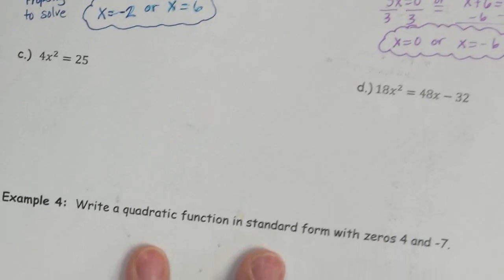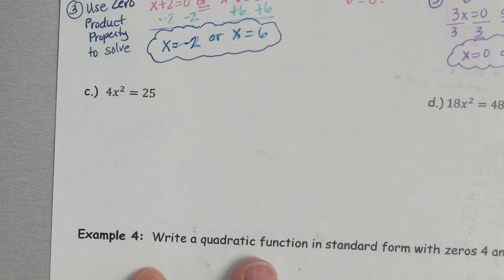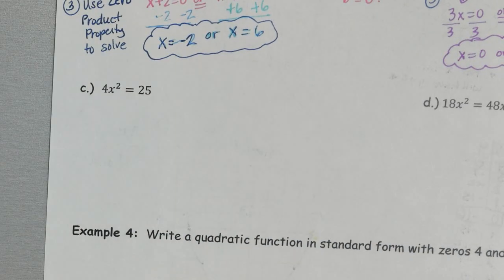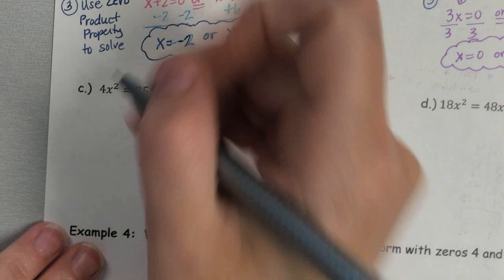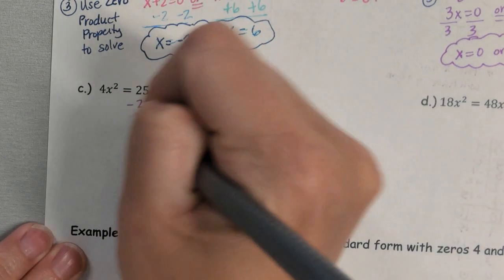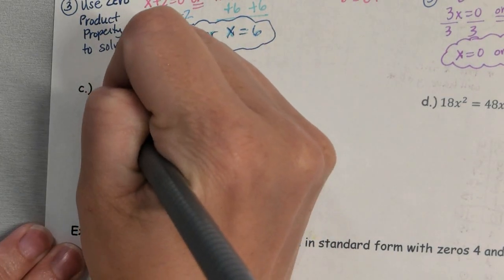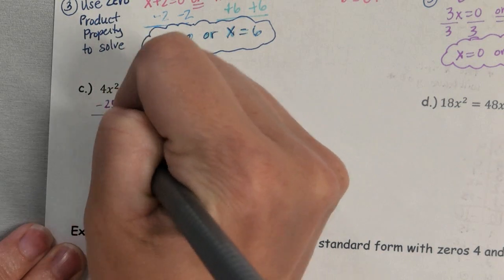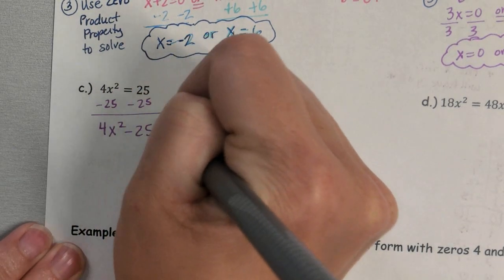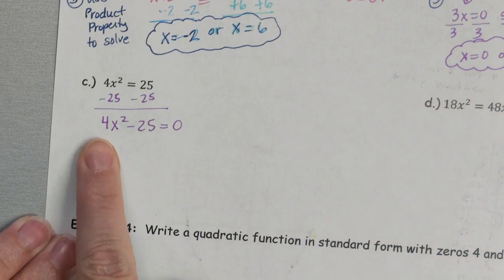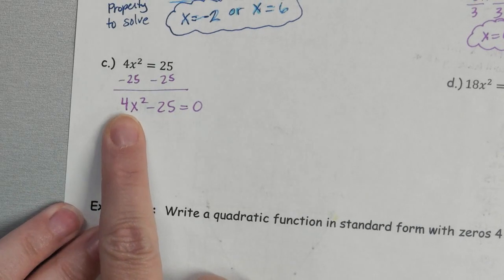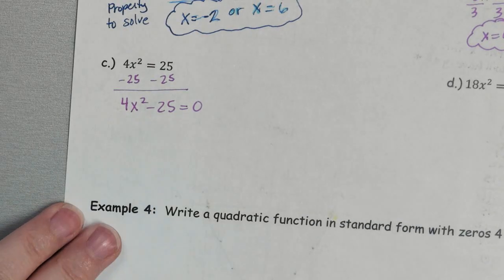Okay, now C and D start off a little bit differently. I don't have it equals f of x. So what I have to do is I have to move everything to one side of the equation. So the first thing I'm going to do is subtract 25 from both sides. It technically doesn't matter what side it is, but I will always want my x squared to be positive, so I will always move it in the direction that will make it positive.